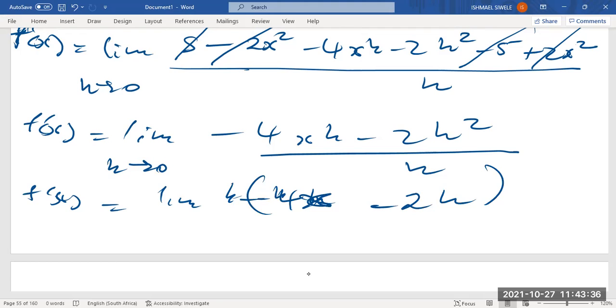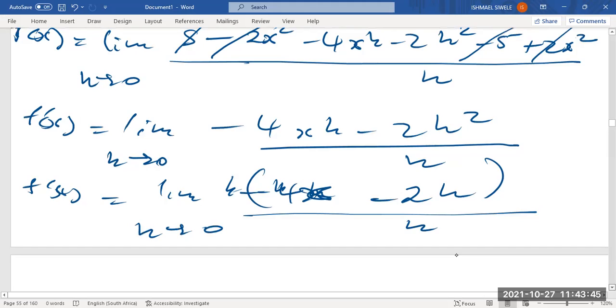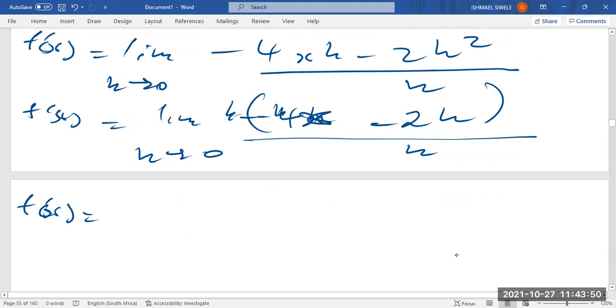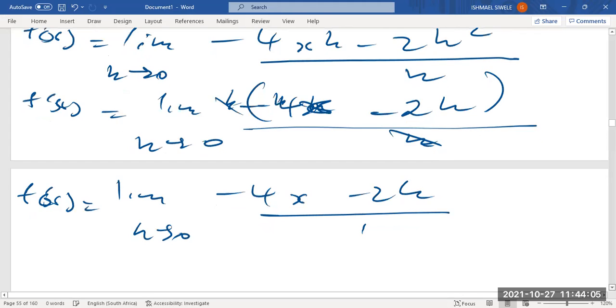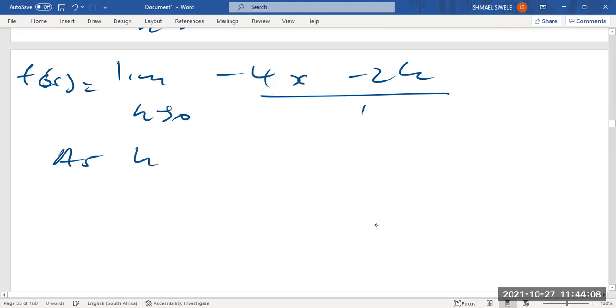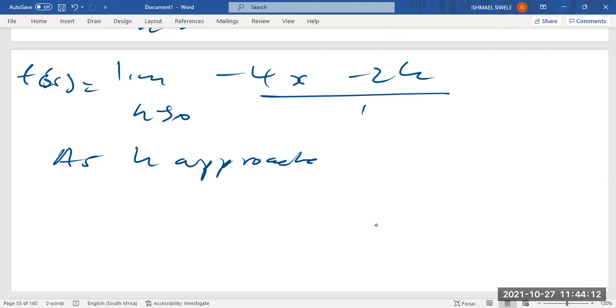All over h, right? As h approaches 0. So that's what we have there. Now, f of x will be equal to the limit of negative 4x minus 2h all over 1 now, as h approaches 0. So what am I going to say now? I'm going to conclude as h approaches 0, right?